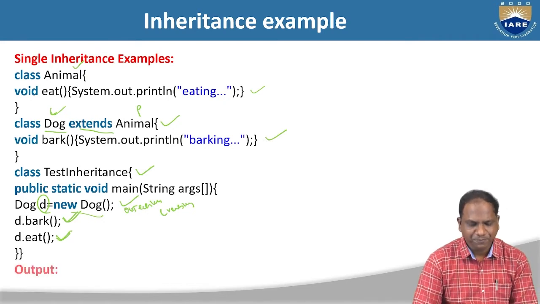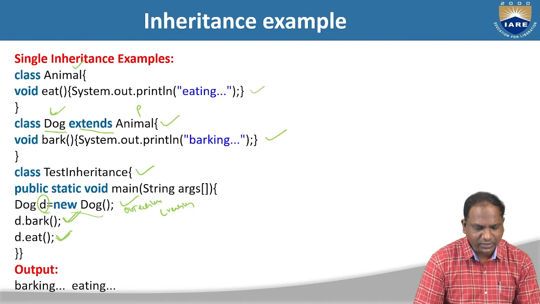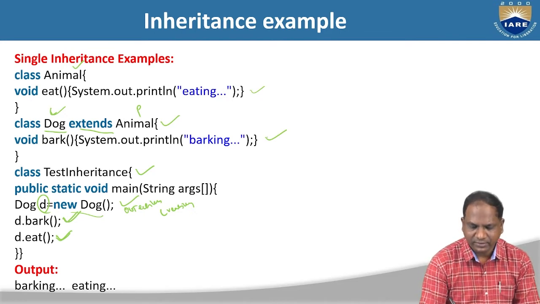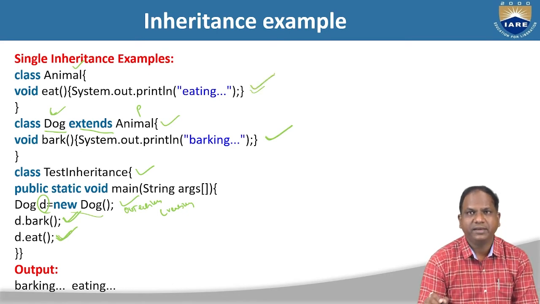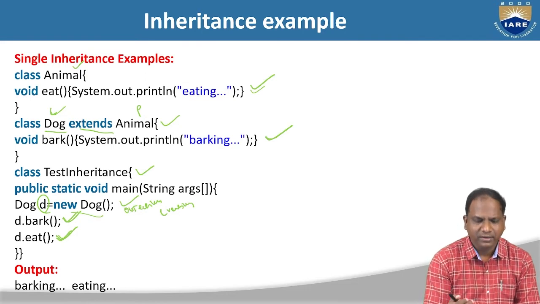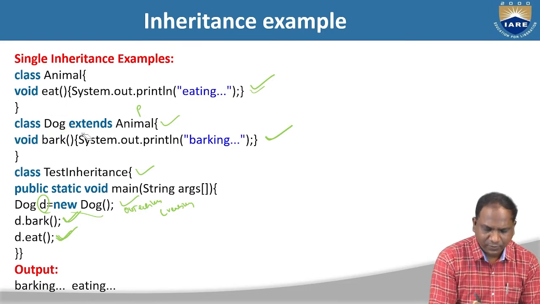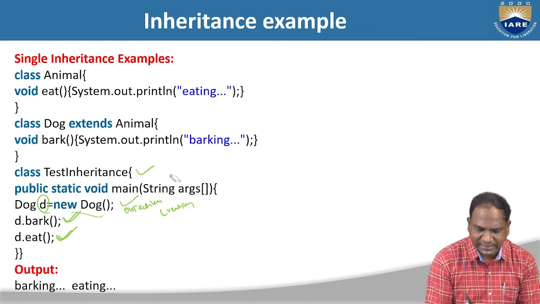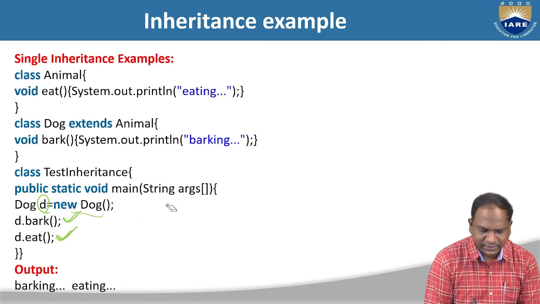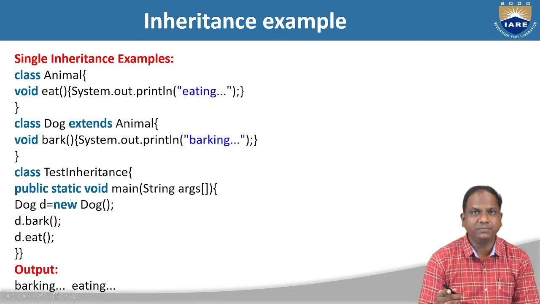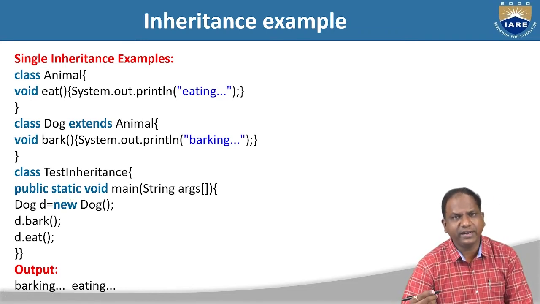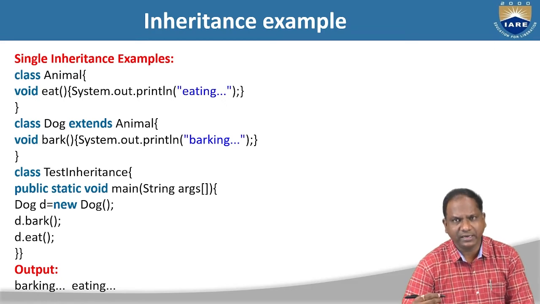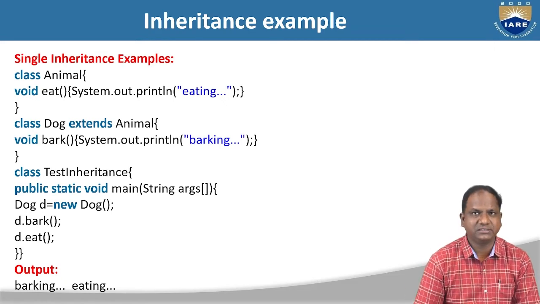Then see the output. Barking, because I called d dot bark, barking will be printed. Then d dot eat, that's the print statement, eating. So eating will be printed. So like this, you can create n number of examples. But remember, there should be an is-a kind of relationship. You can create a new class from an existing one, meaning you are inheriting the properties of the parent class by using the keyword extends.